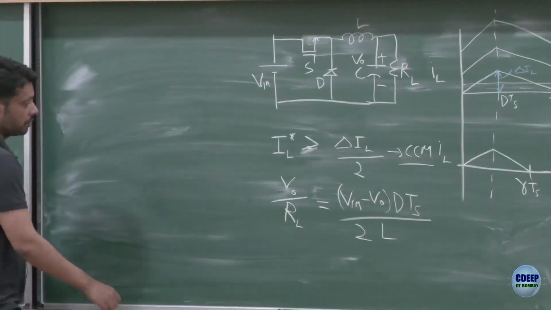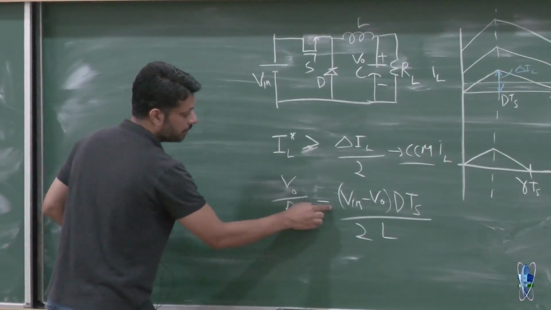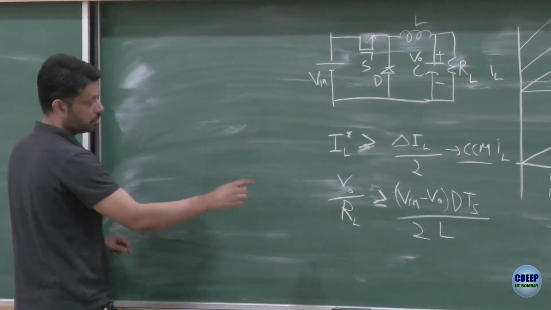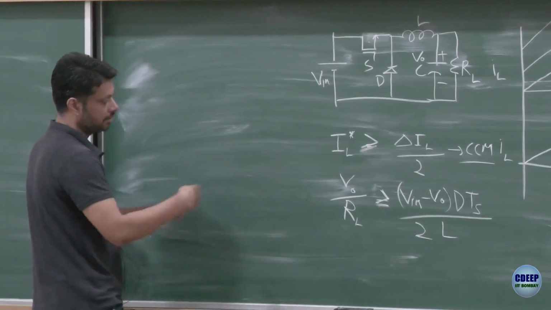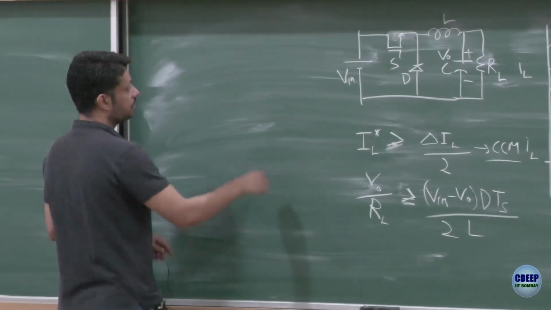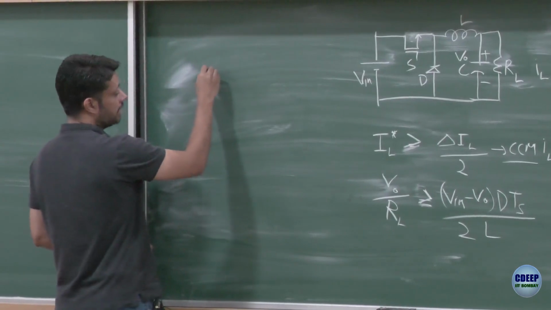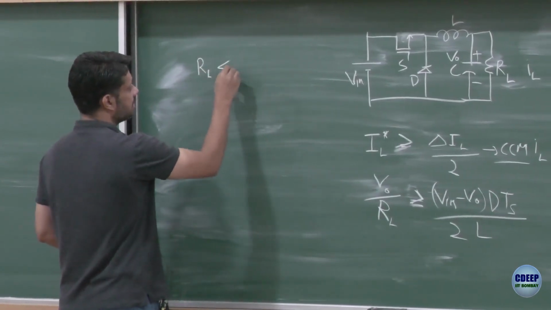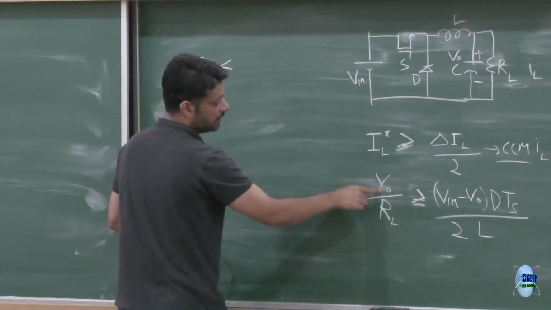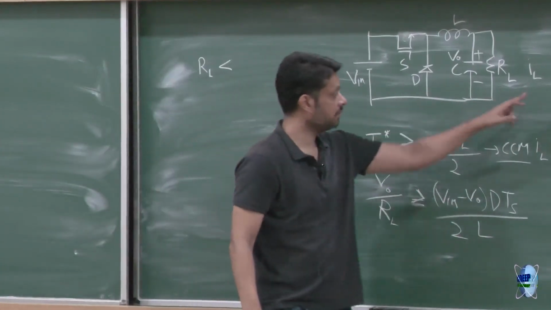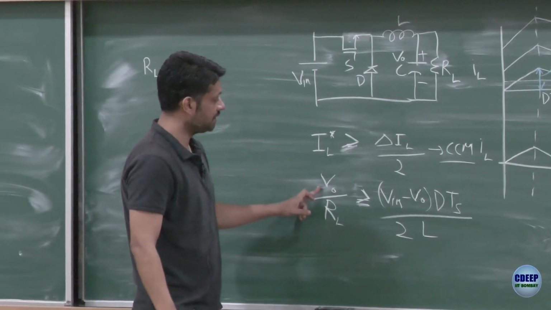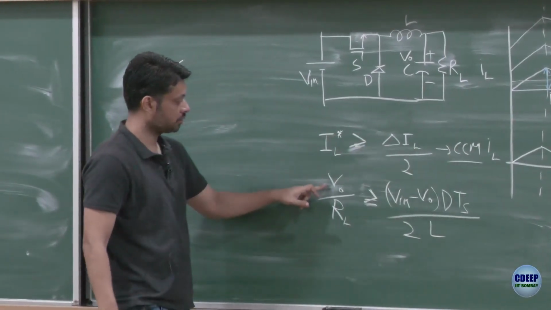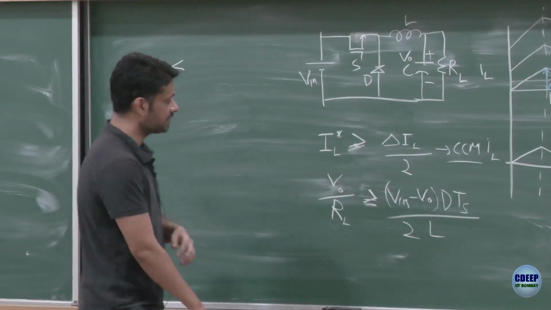So if you solve it, what do you get? Let me put a greater-than condition here for CCM. You can take RL to the other side, then substitute things, and you would get RL to be less than Vo. Now since Vo I can substitute as D times Vin for this case, because it's the same as continuous conduction mode, some things will cancel out.